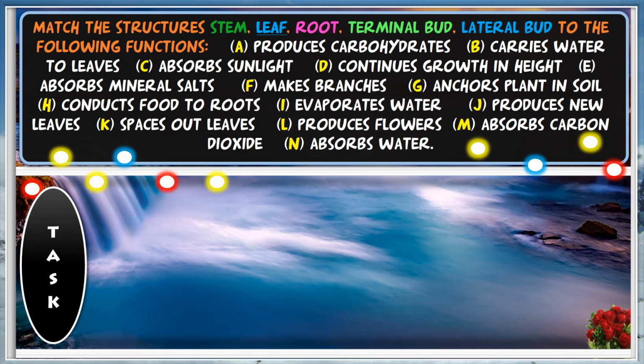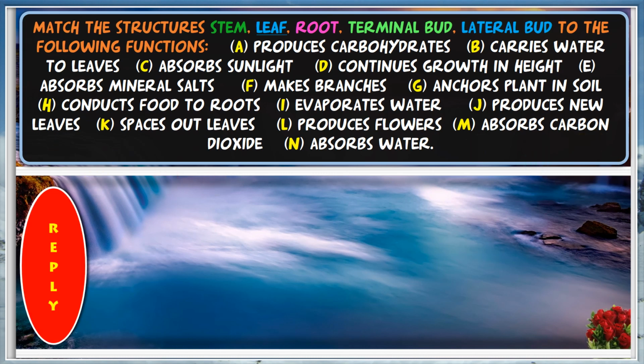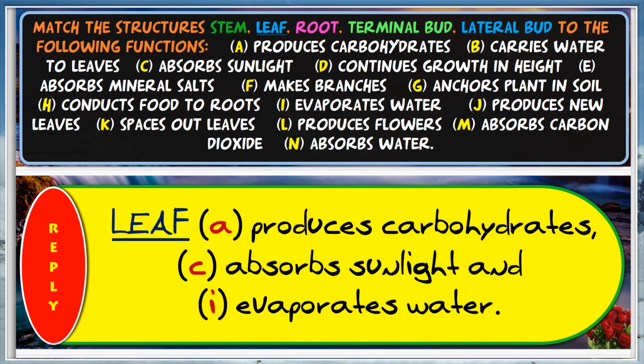Let's look at the leaf. The leaf. A, produces carbohydrates. C, absorbs sunlight. And I, evaporates water.